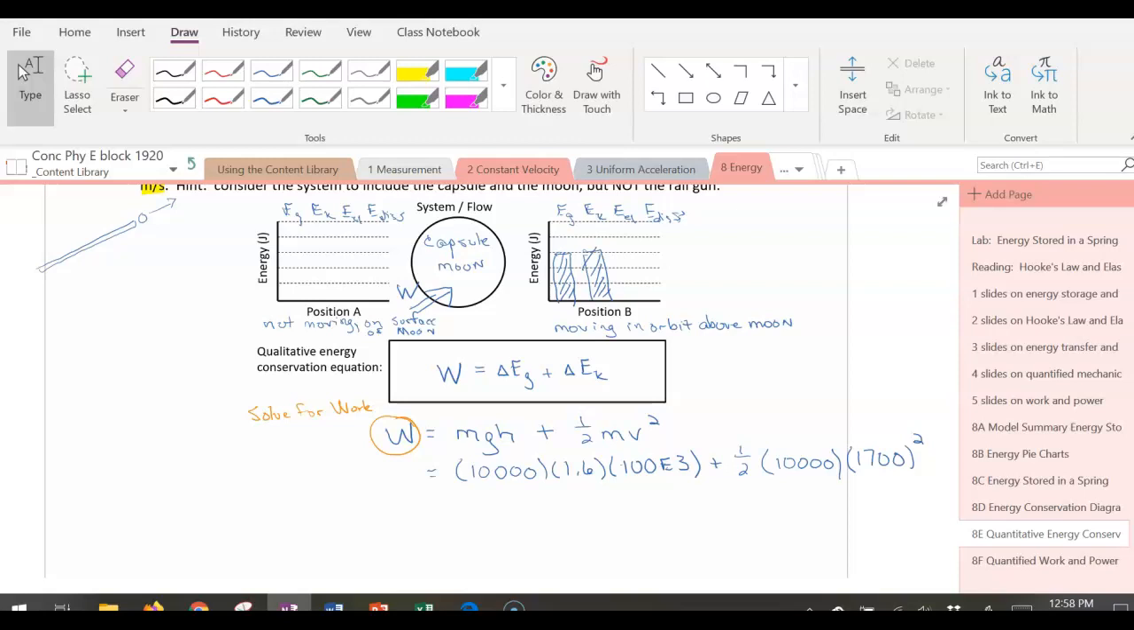We get a big number. It is 1.605 times 10 to the 10th joules.